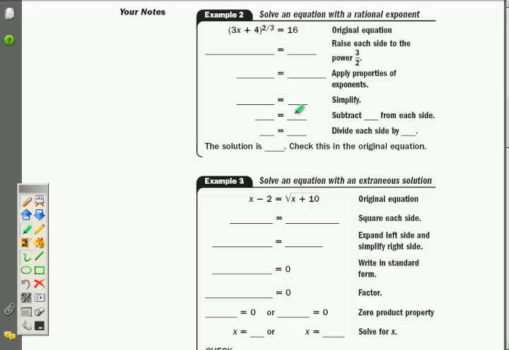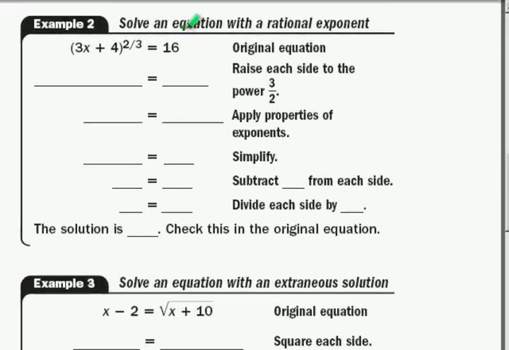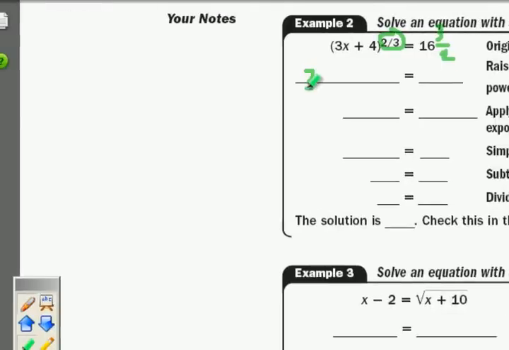Let's take a look at this one here. We have 3x plus 4 to the 2/3 power. Well, I'm going to take both sides to the 3/2 power. And if I take both sides to the 3/2 power, that will eliminate this right here. So I'll have 3x plus 4 equals 16 to the 3/2 power.